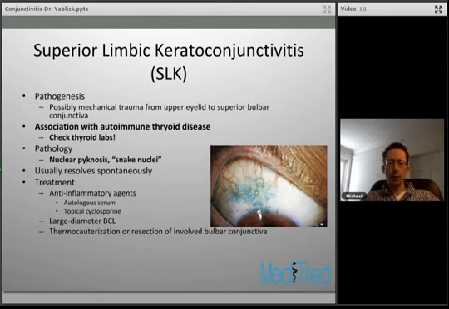It usually does resolve spontaneously, but ways to shorten the course are anti-inflammatory agents such as autologous serum drops or topical cyclosporin. You can use a large diameter bandage contact lens to help cover that area. Or you can have thermocauterization or resection of the involved superior bulbar conjunctiva.